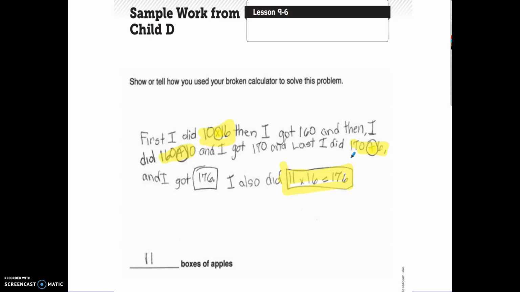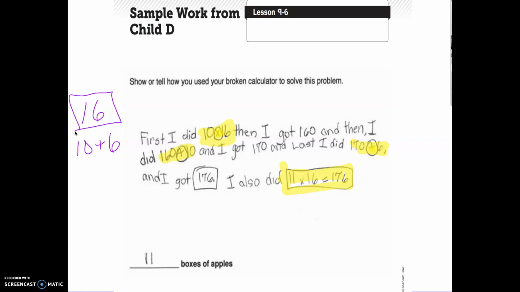Now, why do you think that this child broke the 16 into 10 and 6? Why do you think that? Well, maybe because 10 is an easier number to add than 16 is. And this child added 10 to 160 first, and then added 6 more to see how many apples would be in 11 boxes.